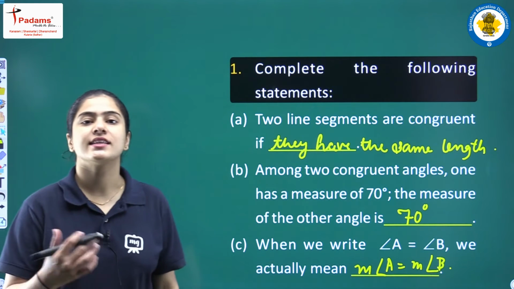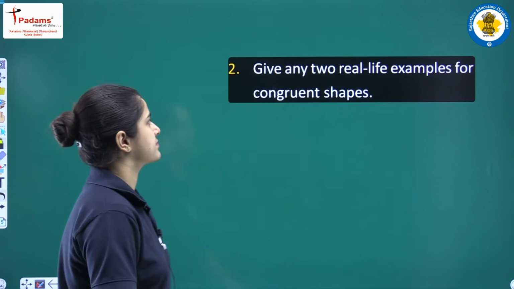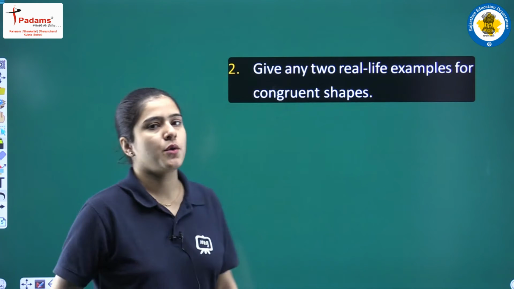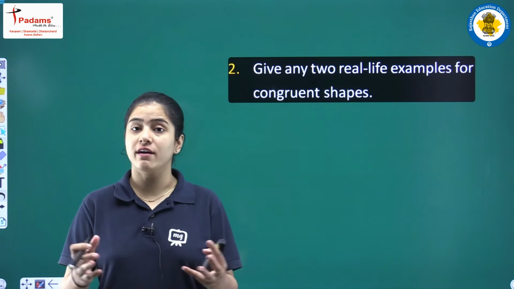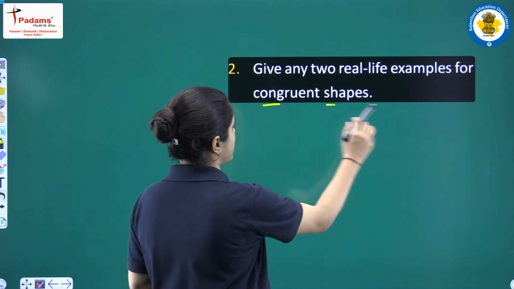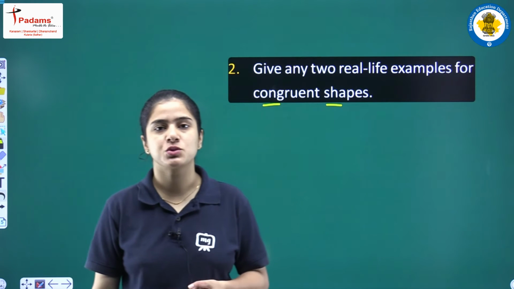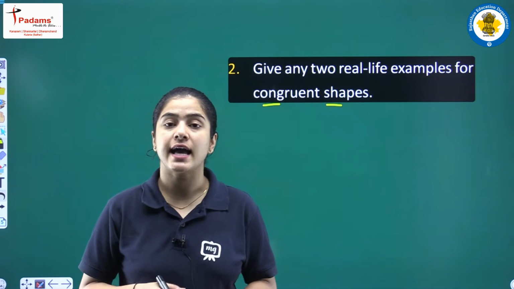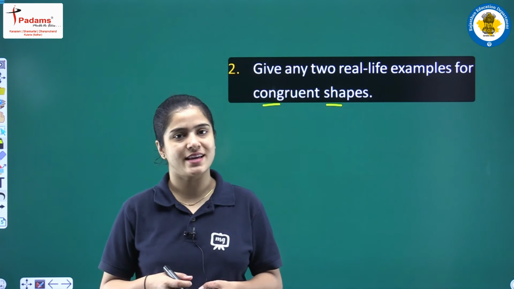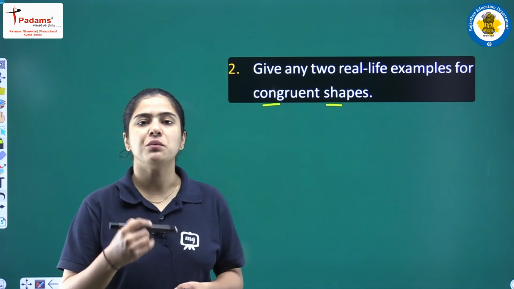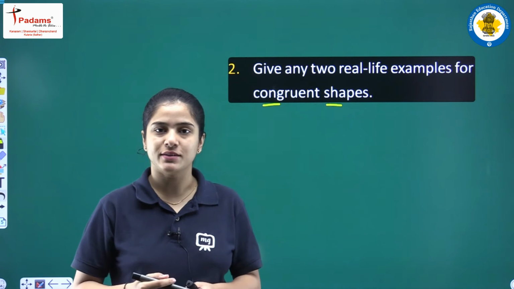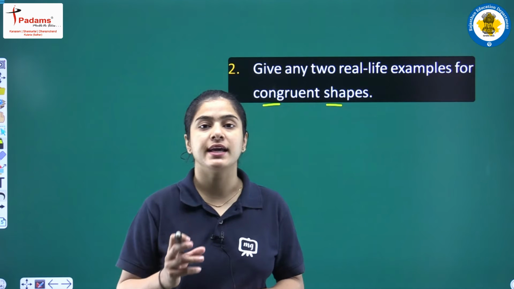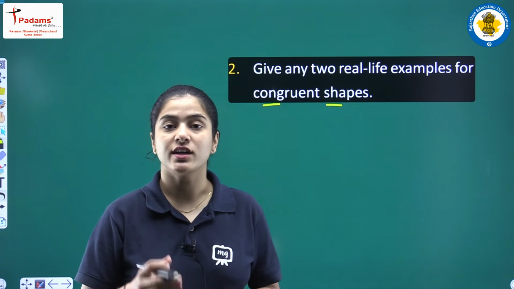Alright students, looking at the next question, question number 2. Give any 2 real life examples for congruent shapes. We have to mention any 2 real life examples of congruent shapes. What do you mean by congruent shapes, students? The things that are overlapping each other, that are exactly the same in shape and in this case size. When we look at the fan feathers of the same brand, they are congruent in shape. When we are looking at the blades of the same brand, then they are congruent in shape.